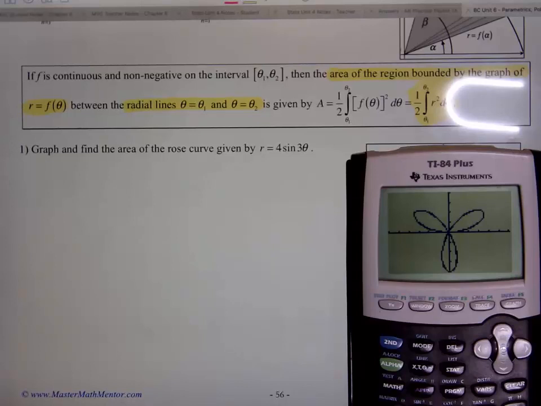Is it supposed to start from the right? Yes, because it starts when time equals 0. And at time equals 0, it's going around this way.